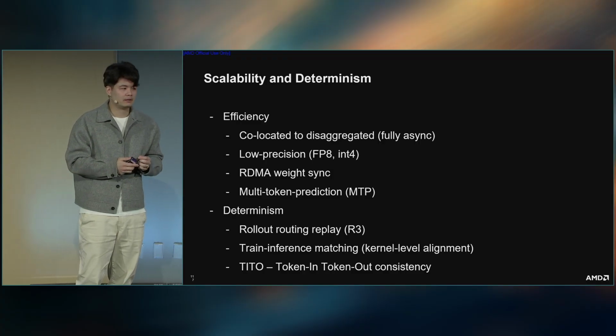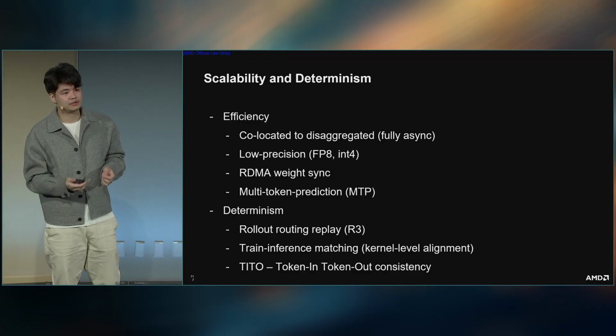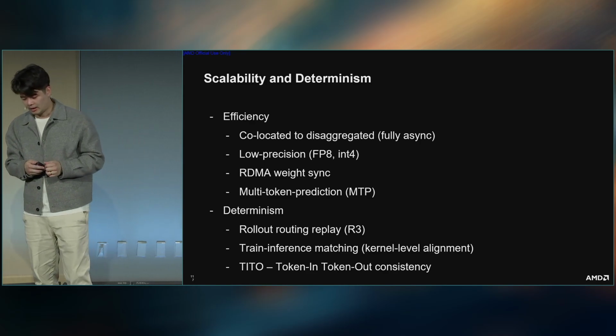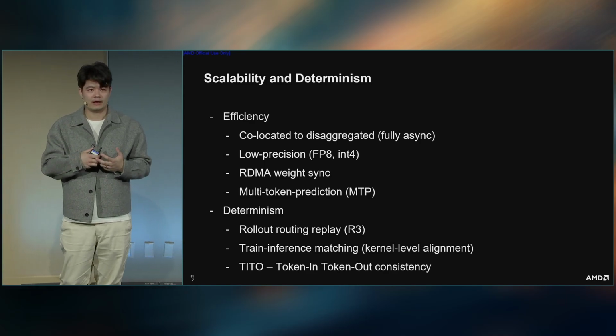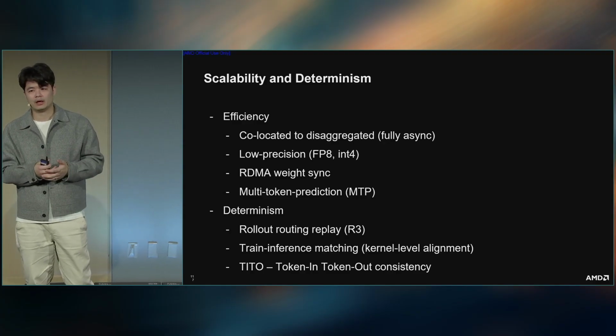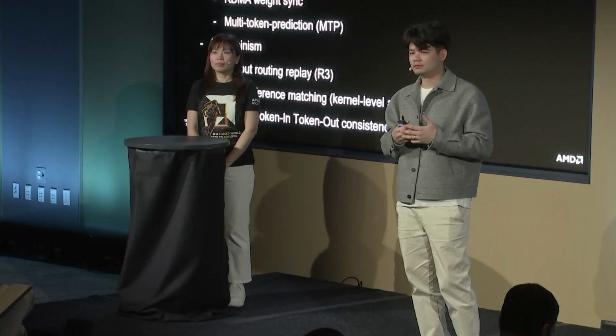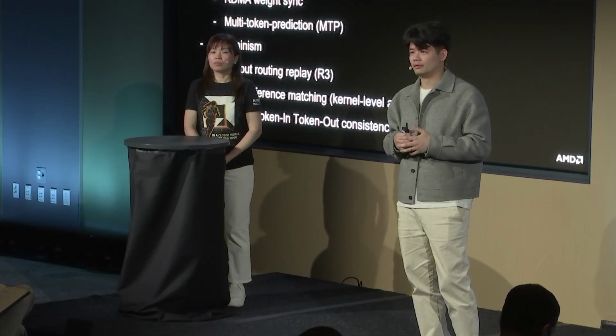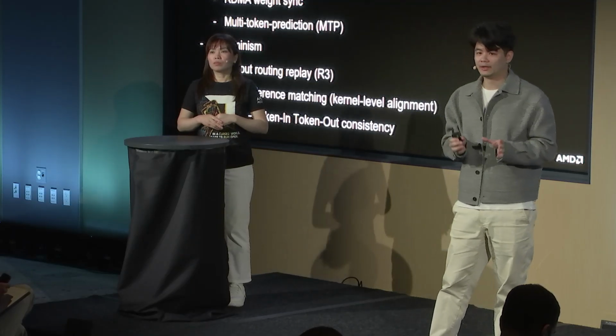The other part is low precision. In Miles, we also provide FP8 and INT4 rollout, and you can largely reduce your rollout time. And RDMA weight sync: as I just mentioned, you need to pass the latest model weights between the training engine and the rollout engine. With the RDMA weight sync mechanism, we can largely reduce the weight sync time.